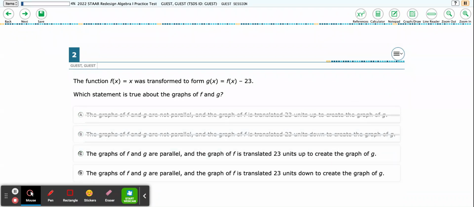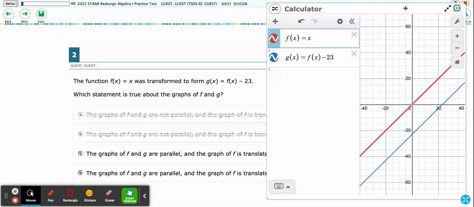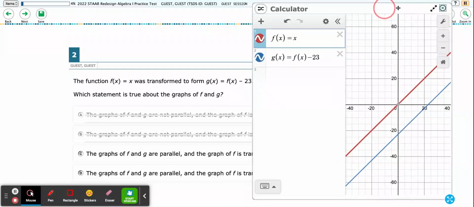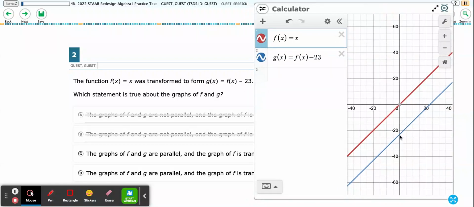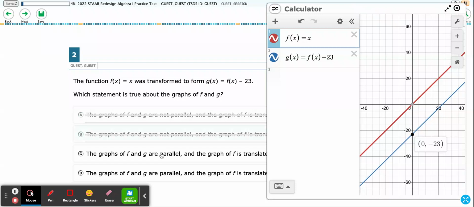And then I'm going to reopen my calculator and look and see what it says. So my calculator has, I might need to zoom in on my key features here. So I've got a key feature there that says that's the y-intercept, that's 0, negative 23. And the y-intercept for my red line is 0, 0. So it crosses the line at y equals 0. So I'm going to move this over a little bit. The graphs of f and g are parallel. So I don't need that first part of that sentence.